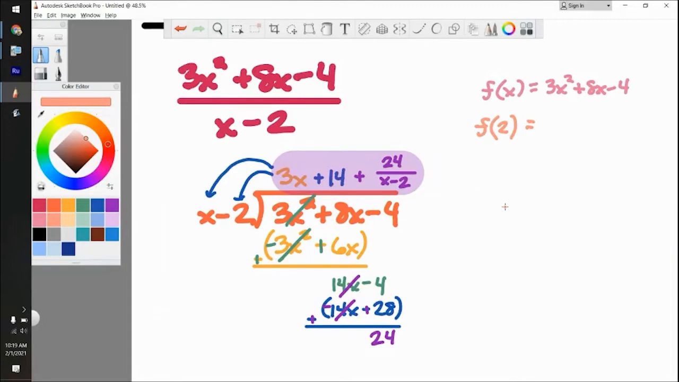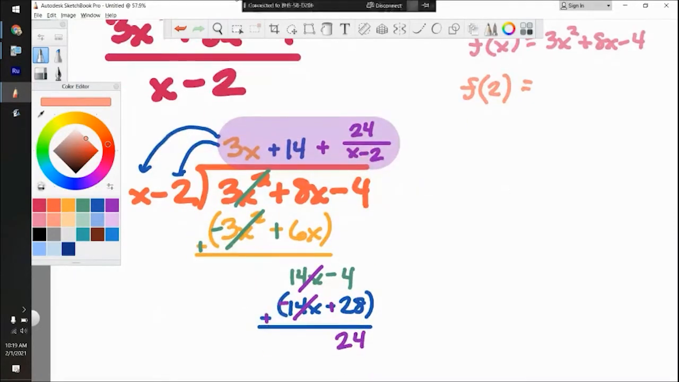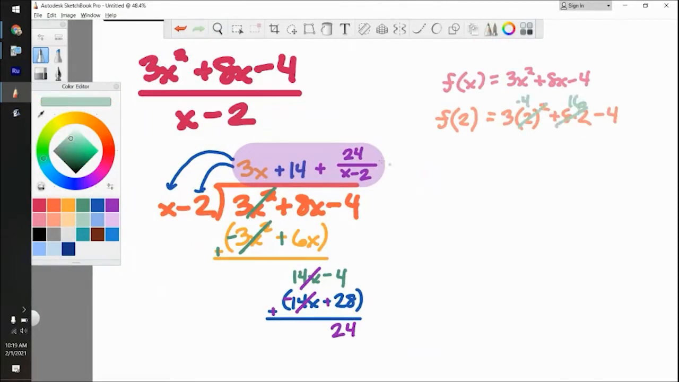You should notice something. By the way, I picked the 2 because this right here, if you set this equal to 0 and solved, x would be equal to 2. You should get 24. Okay. So if you do long division, it tells you the remainder here. Or if you use remainder theorem, it tells you the remainder here.